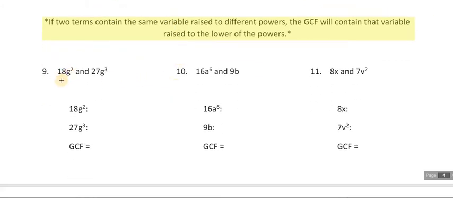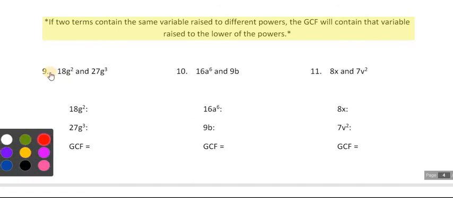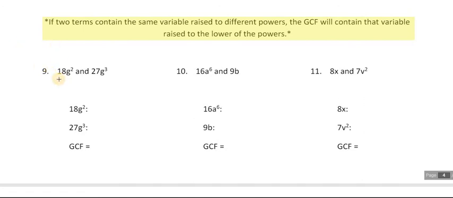Okay, let's take a look at number 9. Prime factorization of 18. We've got 2 times 9. 2 is prime. 9 is 3 times 3. And then that's done. So we've got 2 times 3 times 3. And then there's 2 g's multiplying. 27 is 3 times 9. And 9 is 3 times 3. So 27's prime factorization is 3 times 3 times 3, and then we've got 3 g's multiplying.